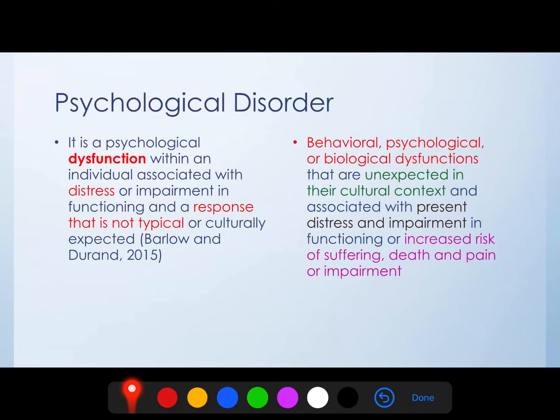And of course, there is an increased risk of suffering death and pain or impairment. So this is where danger comes in. So for example, there is a risk na mag-attempt mag-suicide yung person, or if there is a risk that the person may harm other people in his or her home or in other places. Okay? So that's what a psychological disorder is.